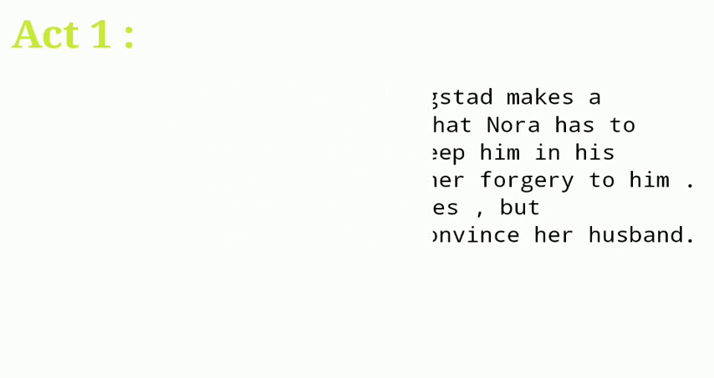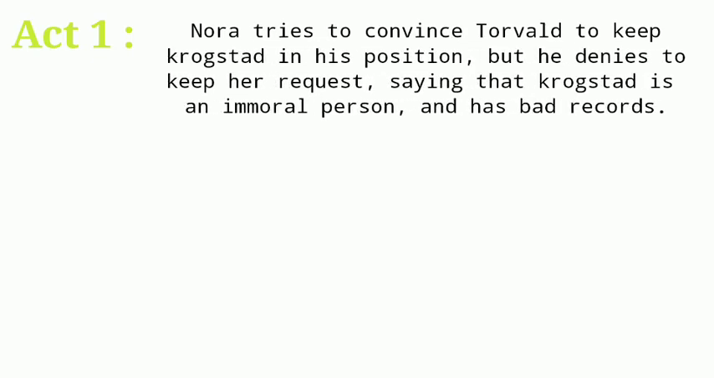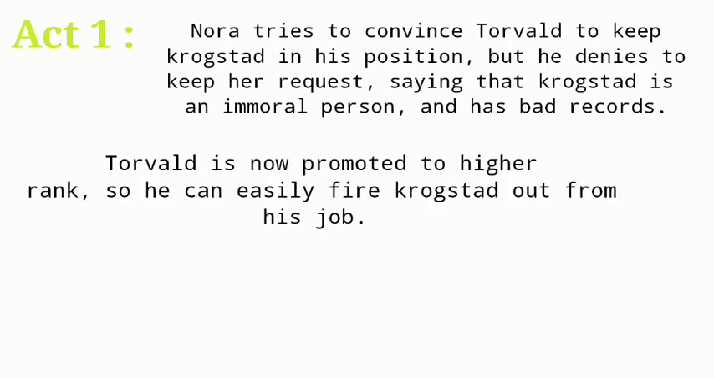Saying this, Krogstad leaves Nora, and when Torvald returns, Nora pleads with him to keep Krogstad as his employee and not to fire him. But Torvald does not pay heed to her requests, saying that Krogstad is an immoral person and he does not want any immoral person to work in his office. And as he is now the boss of Krogstad, he can easily fire him from his position.